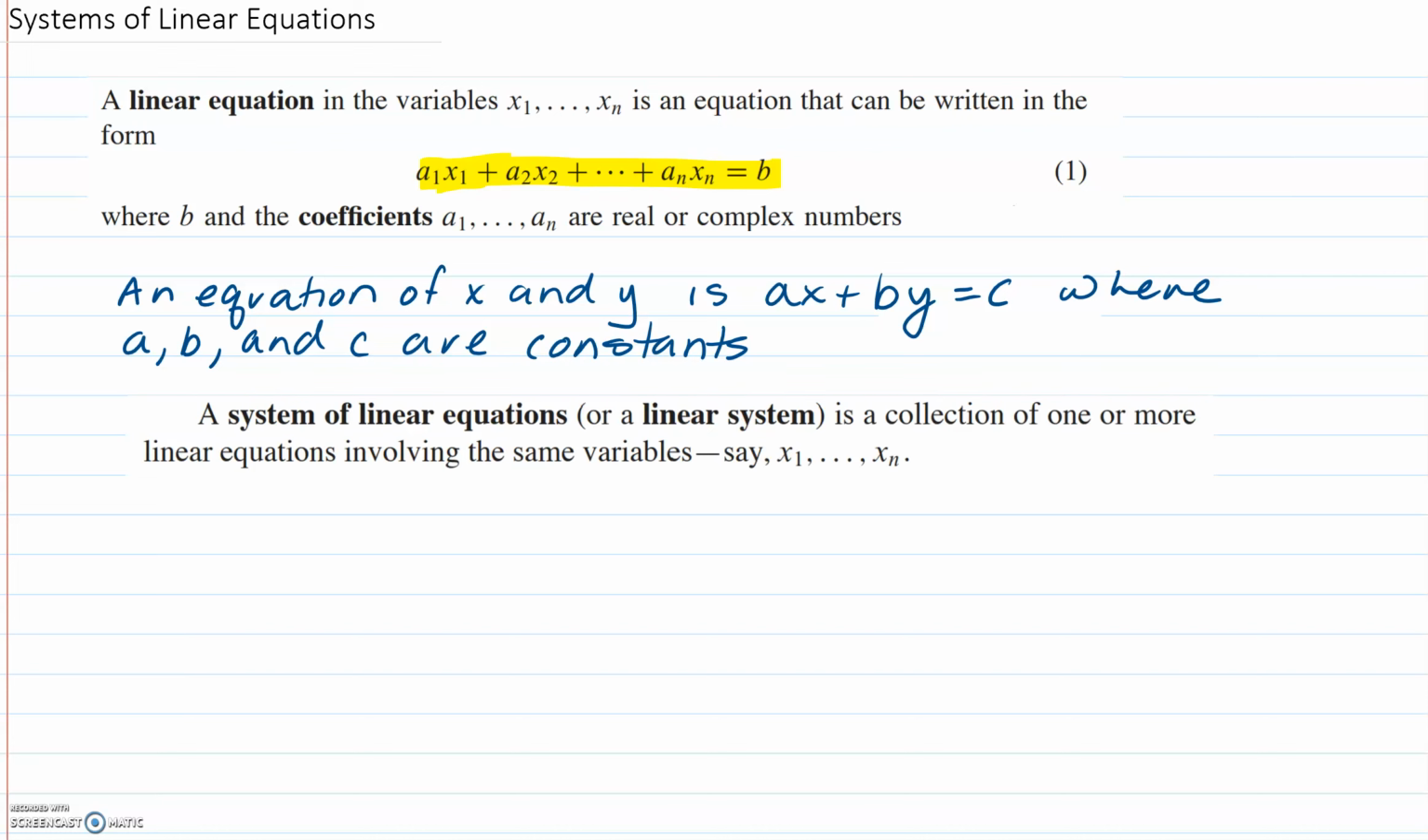And a system of linear equations, sometimes called a linear system, is a collection of one or more of these linear equations involving the same variables. So if we had another equation, we would have to use, say, x1 through xn.